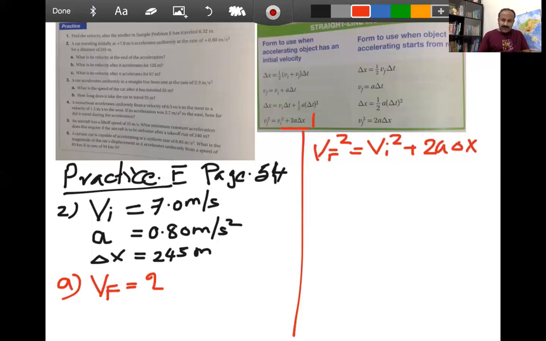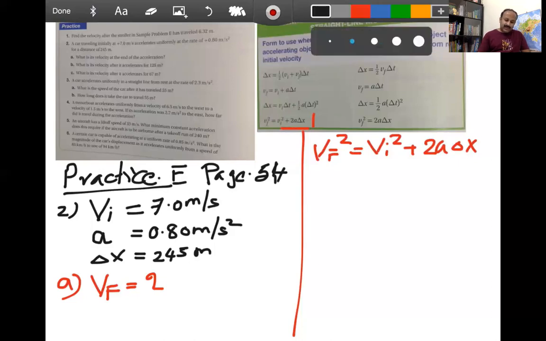And you may wonder why I use that equation. If you look at the other equations, the third equation has the time variable in it, and time is not given. The second equation you cannot use because there is no delta x in it. The first equation also you cannot use because time is not given. So our option is the fourth equation. This is very simple.